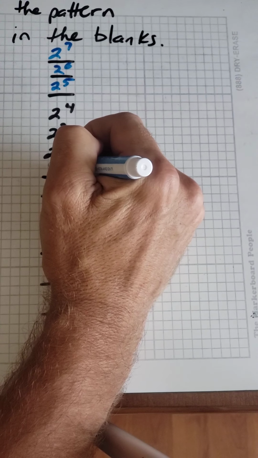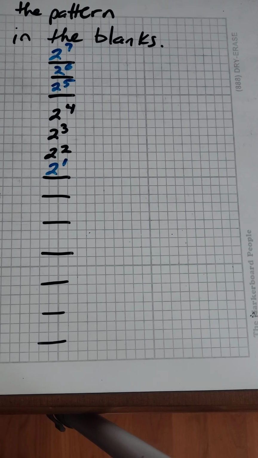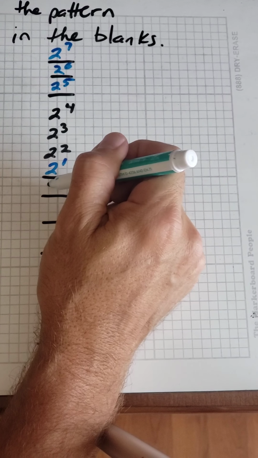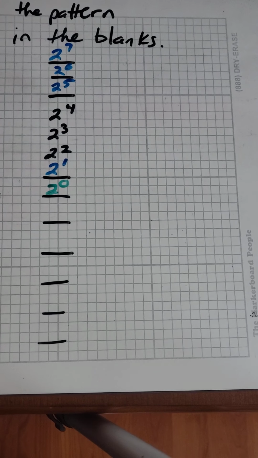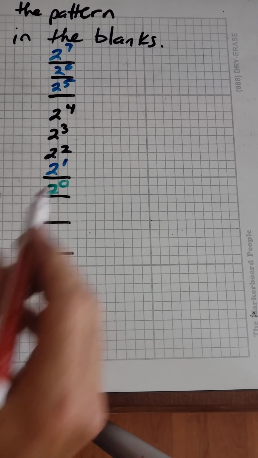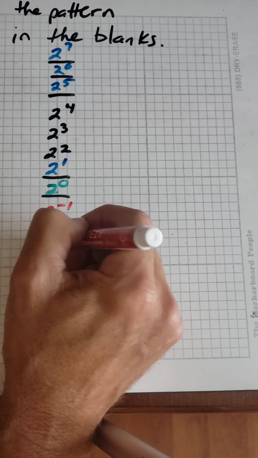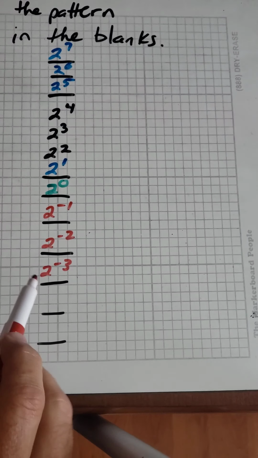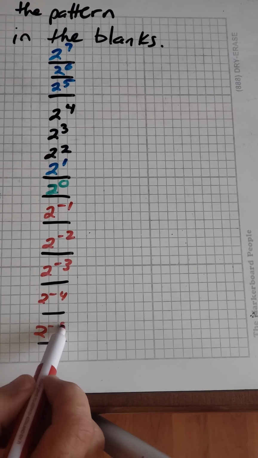So then this would be 2 to the first, which we don't really write that 1, but I did it for emphasis. And this is where it gets a little bit tricky. The next one, of course, would be 2 to the 0, right? And then it really starts to get tricky. So this is going to be 2 to the negative first, and 2 to the negative second, and 2 to the negative third, and 2 to the negative fourth, and 2 to the negative fifth.